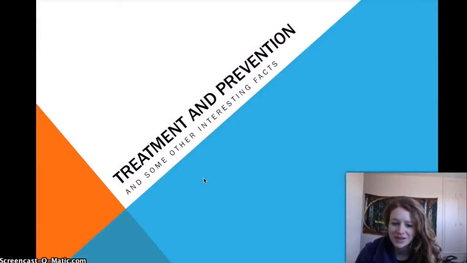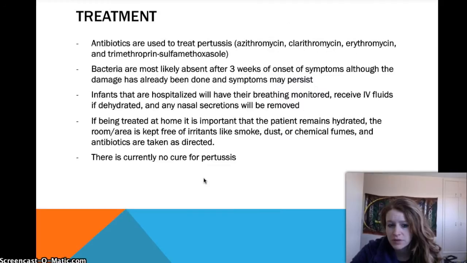Hi. Okay, so I'm going to be going over some of the treatment and prevention and some other interesting facts about pertussis. So to start off, let's start with treatment. There are antibiotics out there that are used to treat pertussis. These include azithromycin, clarithromycin, erythromycin, and trimethoprim sulfamethoxazole.